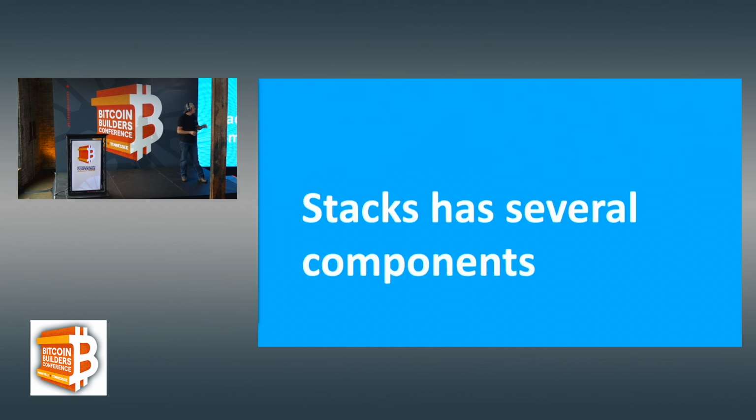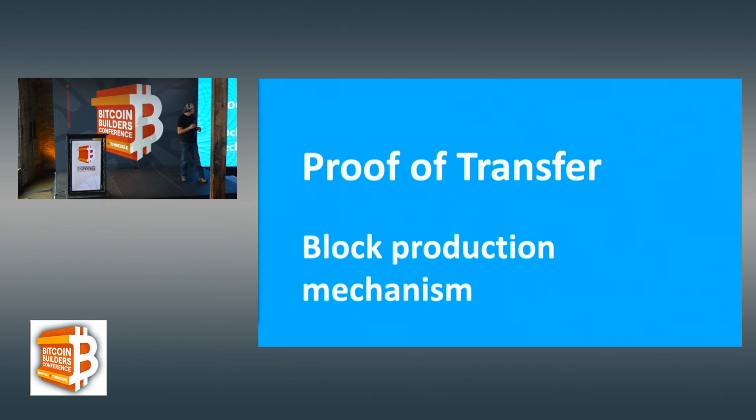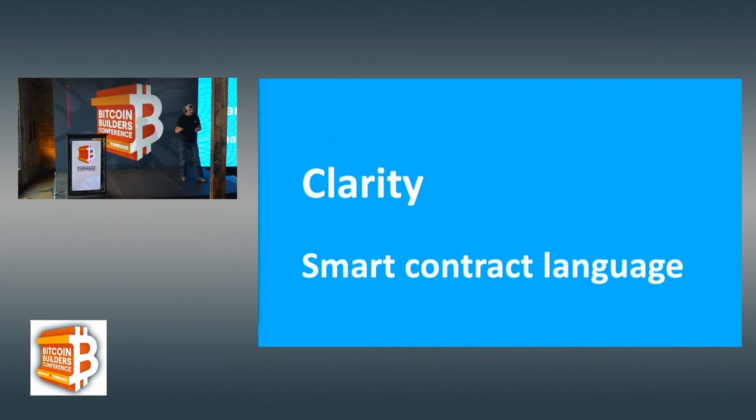So the way that Stacks accomplishes this is it has several components. The first is proof of transfer, and this is the block production mechanism. This is going to be the bulk of what I'm going to spend my time talking about today. The other two main components are Clarity, this is the smart contract language.